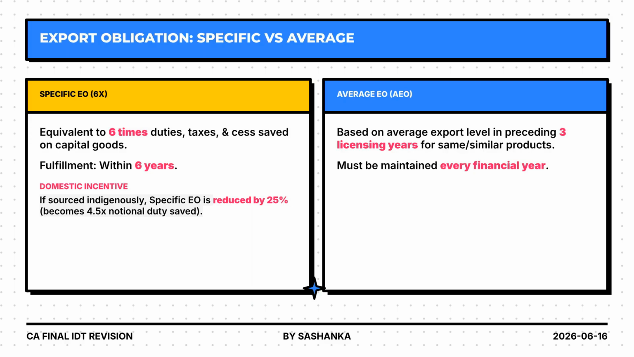However, when capital goods are sourced domestically, the specific EO receives a 25% reduction and effectively becomes 4.5 times the notional duty saved. Alongside this, exporters must maintain the average export obligation, which is based on the average exports achieved during the preceding 3 licensing years. Remember, specific EO is always over and above average EO, not a substitute for it.